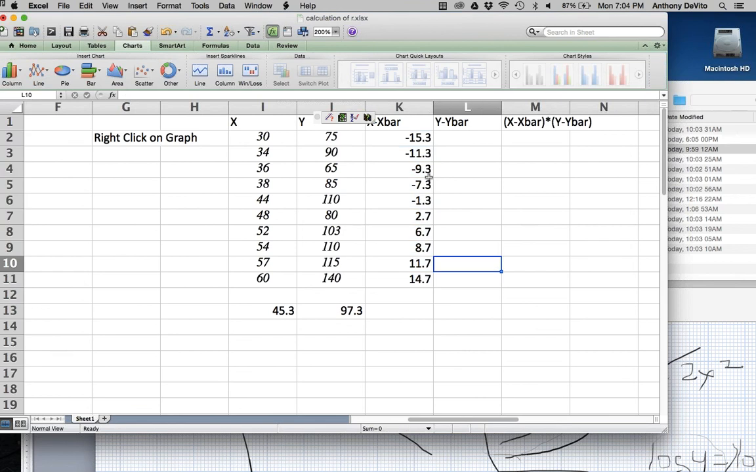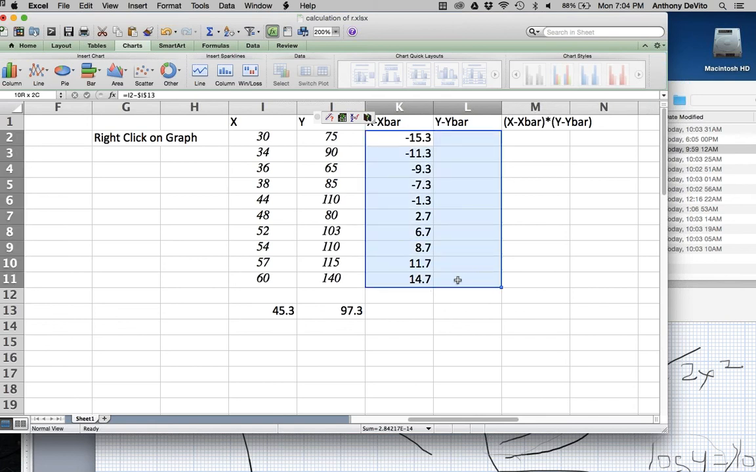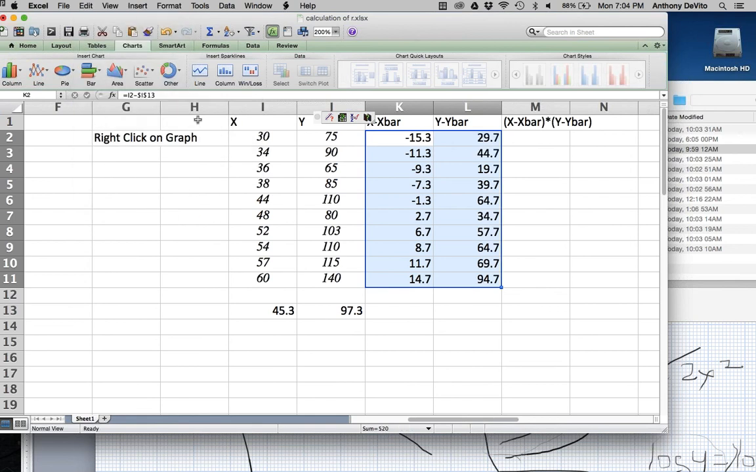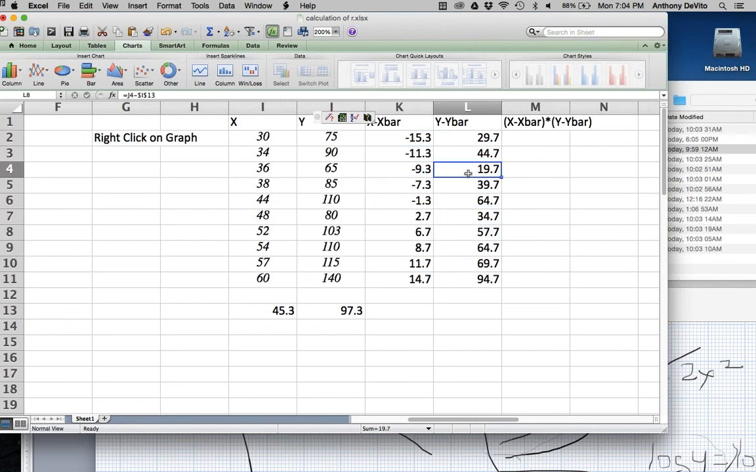Then I'm going to do the same thing for y. I wonder if I just copy to the right. Edit, fill right. Okay, good. I think that worked, right? I13, 30 minus, is that right? 30 minus, oh, excuse me. The mean was 97. Yeah, that looks right.